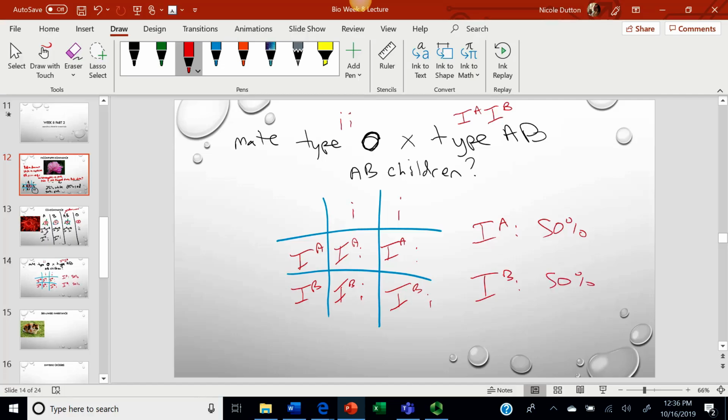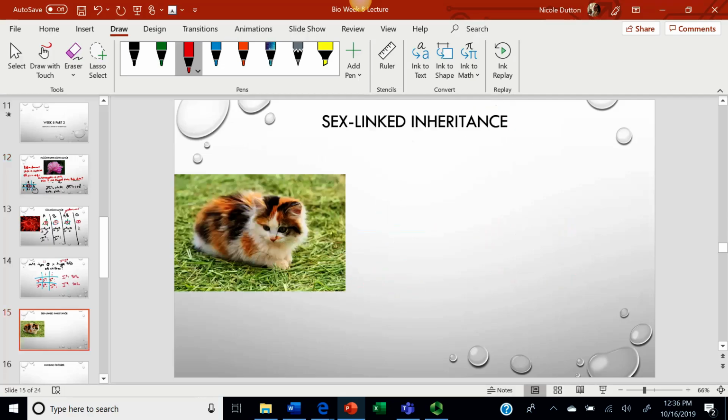So we'll do more examples of codominance once we get through the lab activities. Sex-linked inheritance. When we talk about sex-linked inheritance, usually we're talking about inheritance of genes on one of the sex chromosomes, and predominantly that's going to be inherited on the X chromosome.